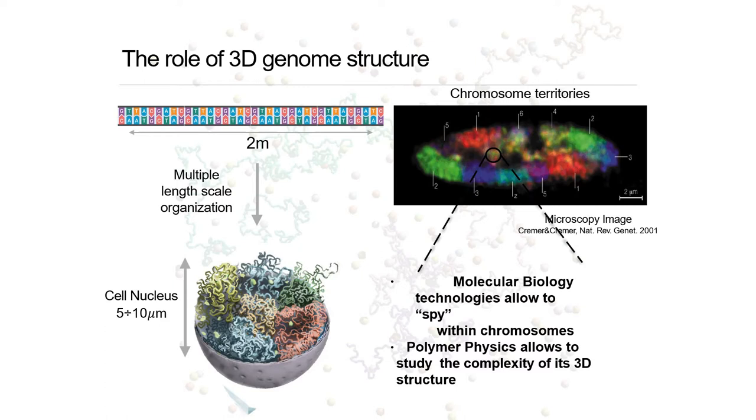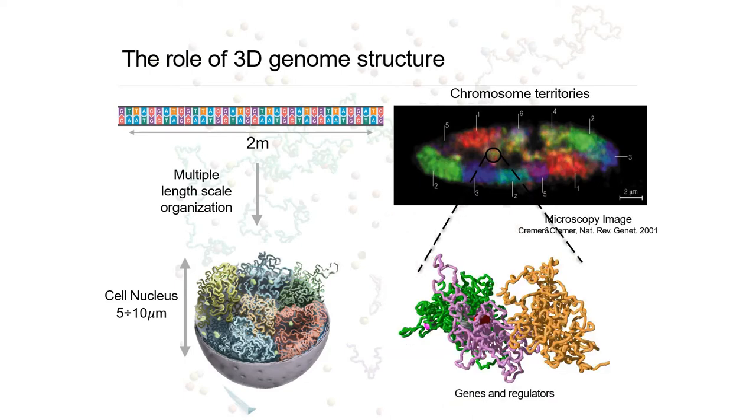Now, thanks to the improvement of molecular biology technologies, today we are able to spy within those regions with refined microscopy and biochemical techniques. Along with that, we have more and more refined polymer physics models that allow us to understand the data coming from these experiments. And we can reconstruct the real structure within chromosomes, as the one that I'm showing here, at the scales of some nanometers where the activity of genes is explained.